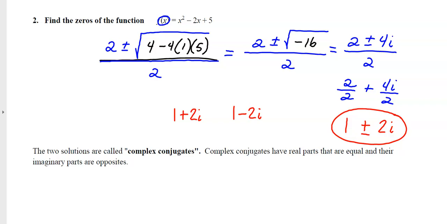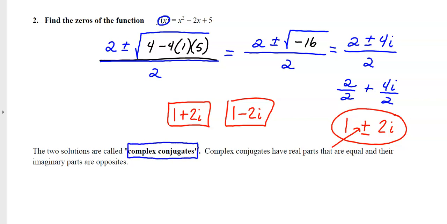Now, whenever you have imaginary numbers like that and you do the quadratic formula, they're always going to come in pairs. You're always going to have both of these. Oftentimes we write it all in one expression, but there are really two pieces. Those two solutions are called complex conjugates. You probably haven't heard that term before, but complex conjugates have real parts that are equal. So this is the real piece that's the same. And then they have opposite imaginary parts. So your front number is the same, but for your back numbers, one's positive, one's negative.